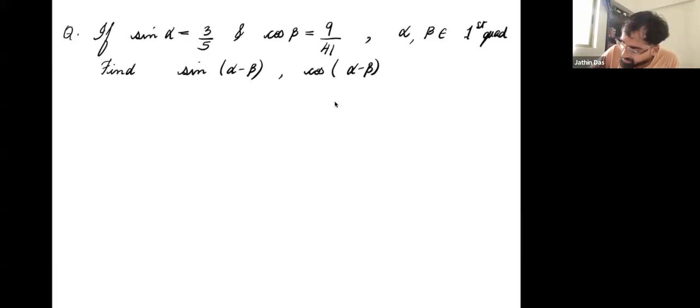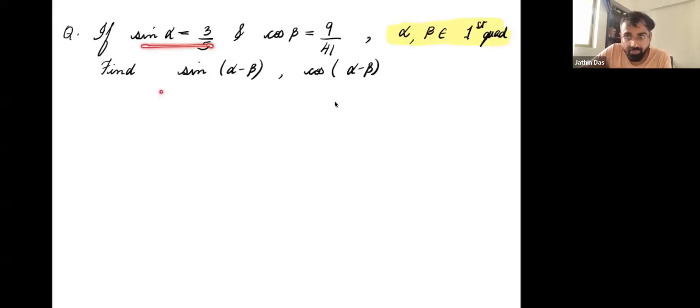So here I have given the clue. A and B are in the first quadrant, so don't worry, all angles are positive. They have given sine alpha is this, cos beta is this, and they're asking sine(alpha minus beta) and cos(alpha minus beta). So if you know sine alpha, can you get cos alpha?